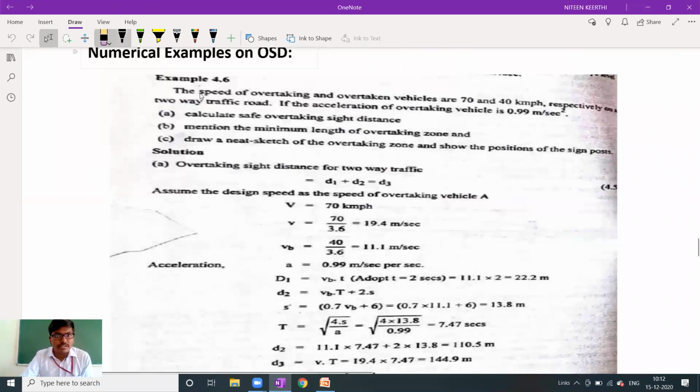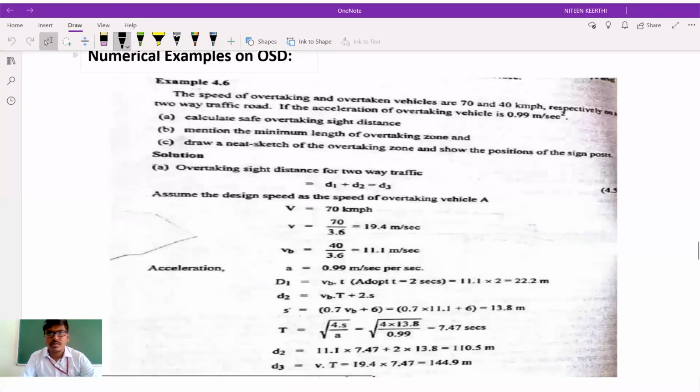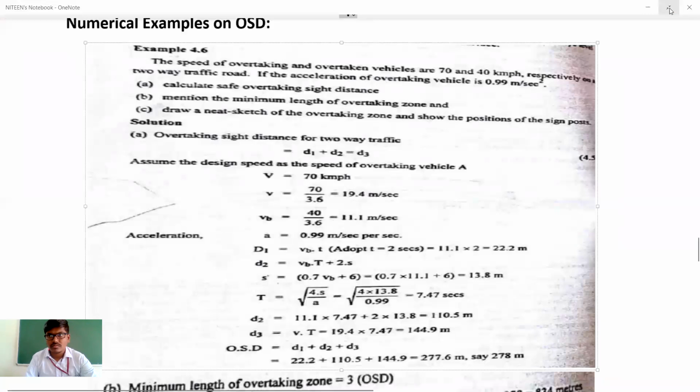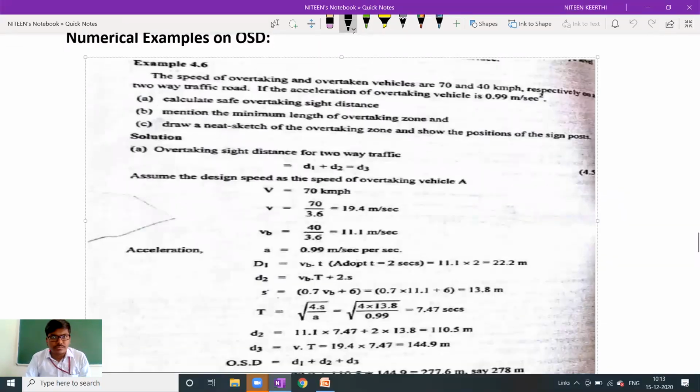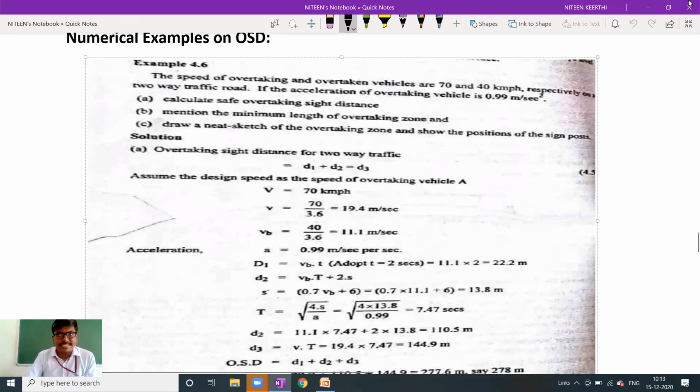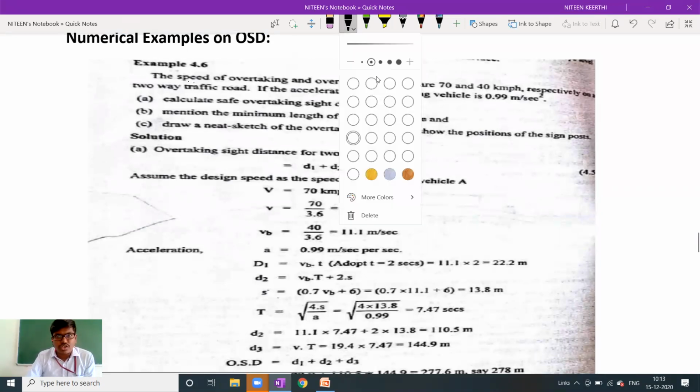So here in the example, what he has given, just a minute. Yes, I'll try to maximize it. Okay, so I'll continue.